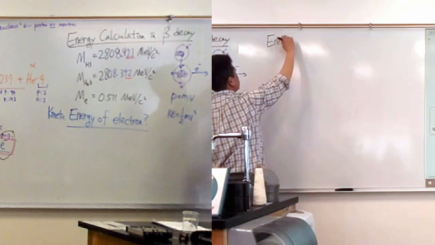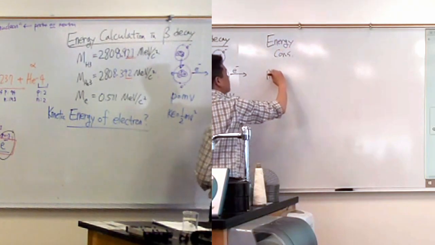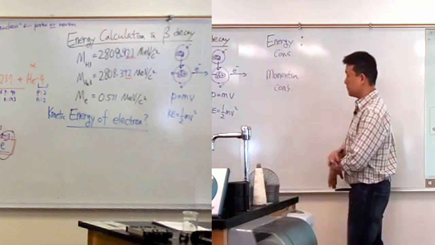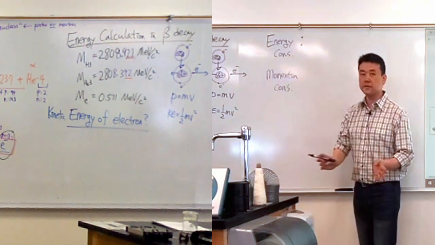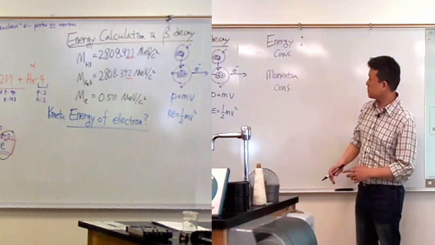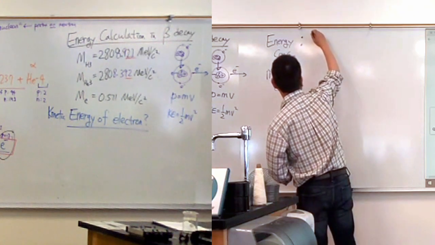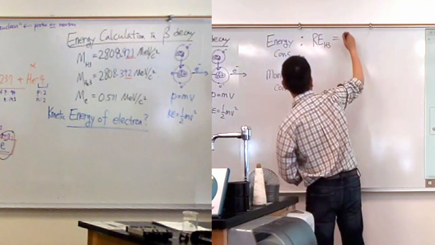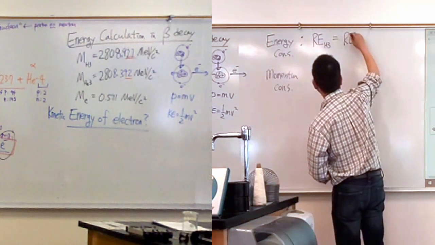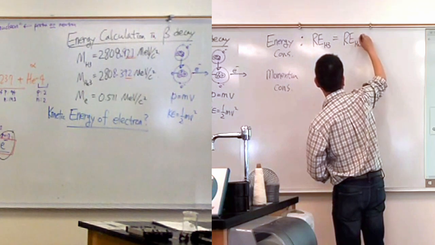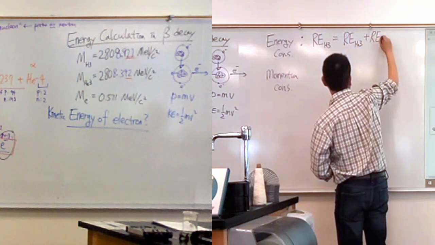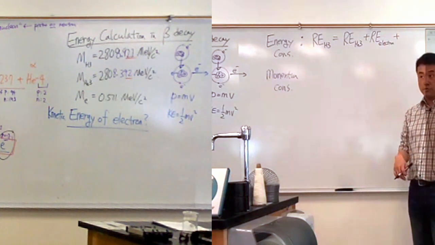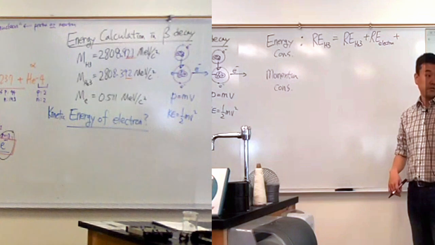We have energy conservation, and we have momentum conservation. So from conservation of energy, I'm just going to write down something that kind of makes sense to me. I'm going to have the rest energy of tritium equal to the rest energy of helium-3 plus the rest energy of the electron plus the kinetic energies of the helium-3 and the electron.